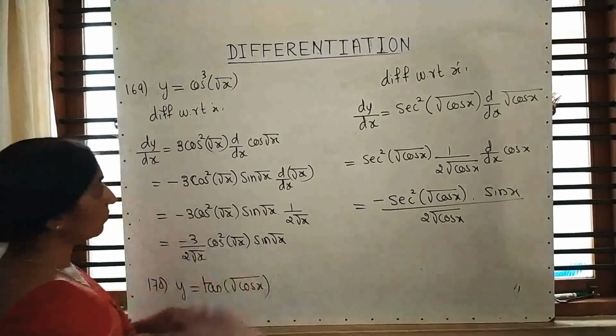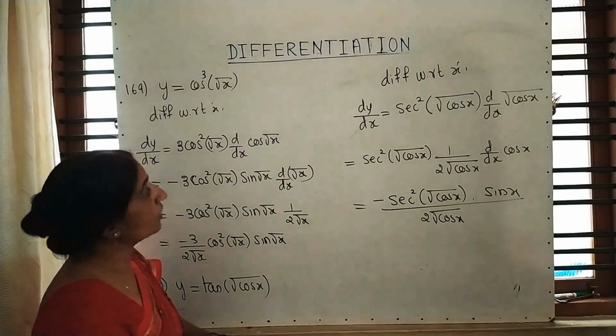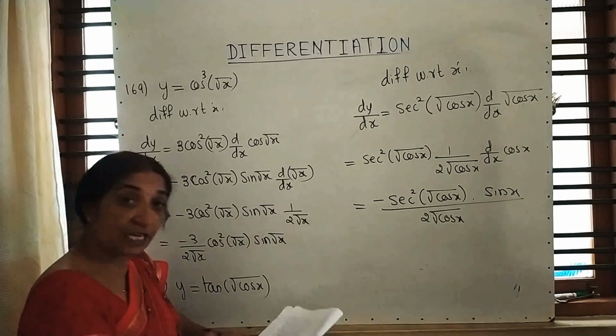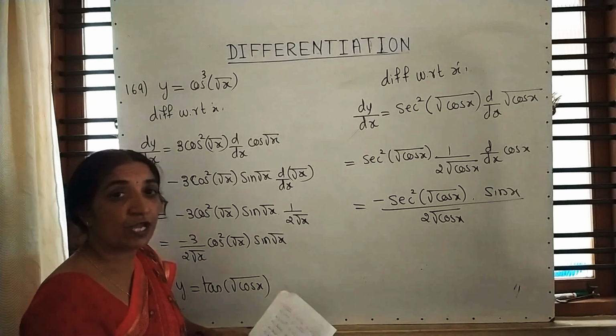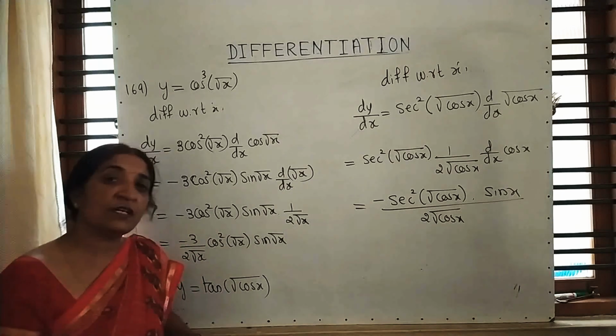So like this we are solving the examples. In the next class I am giving you some more examples based on this chain rule or composite rule only. After solving a few more examples, then I will move to the NCERT question.